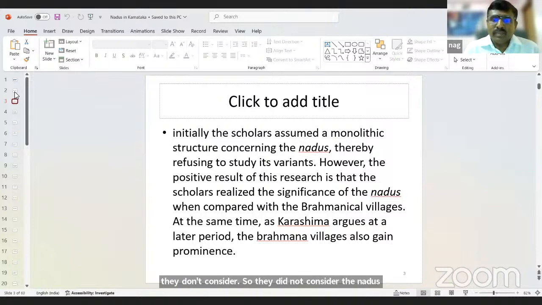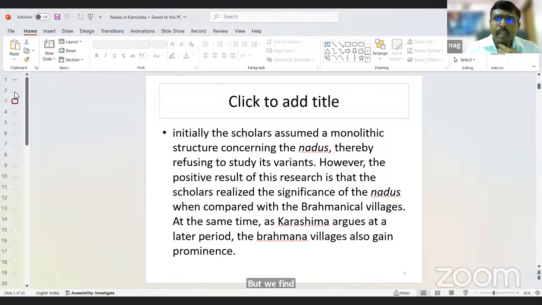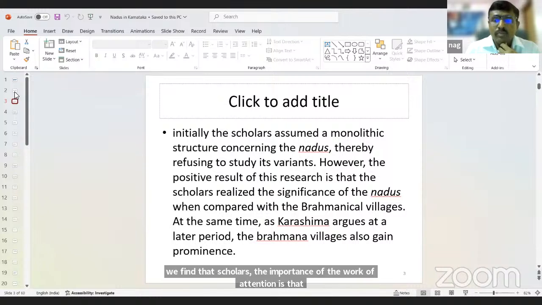The various aspects of the Nadus, like sometimes they were autonomous, sometimes they were not autonomous, sometimes they were controlled by the king. But we find that the importance of the work of Buttenstein is that scholars have begun to appreciate the importance of the Nadu. So they understand the study of the Nadu.